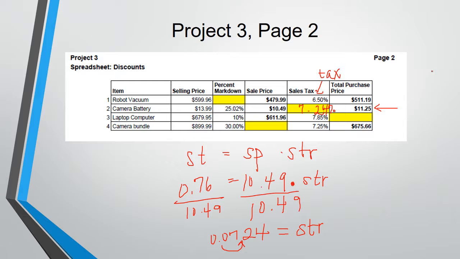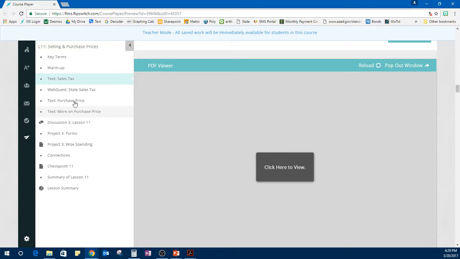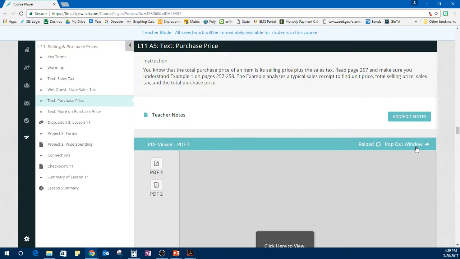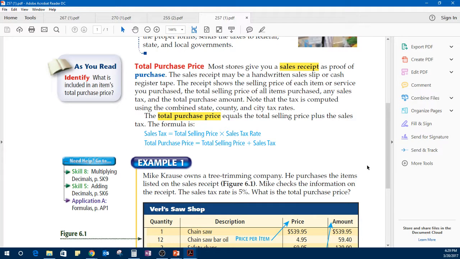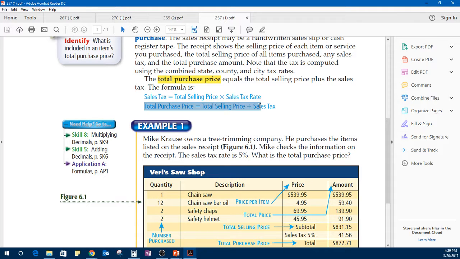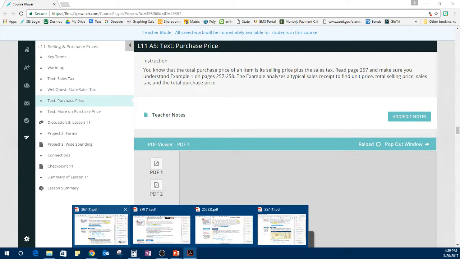Last one is the purchase price, the total purchase price. So we're going to use a very similar formula. Basically, a lot of these are very similar formulas, we just manipulate them to find what we need. So I'm going to open up the activity that teaches you how to find the purchase price, which is lesson 11, activity 5. Right here, it tells you total purchase price is just the total selling price plus the sales tax, right? So remember how we found the sales tax earlier? We're going to do the same thing.